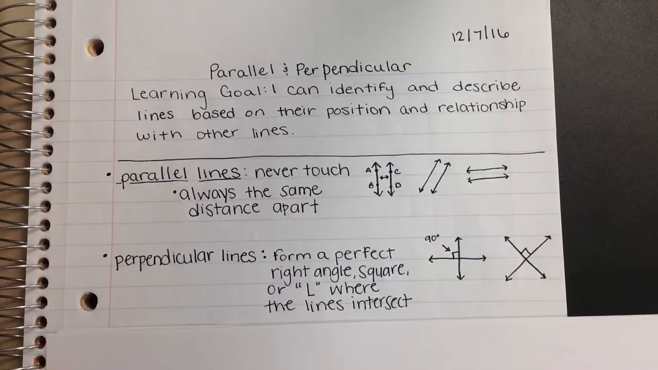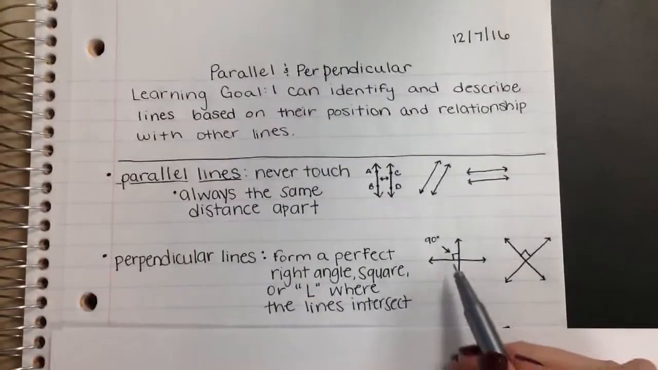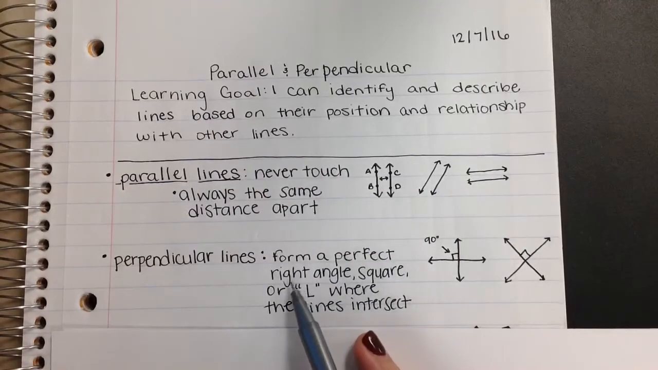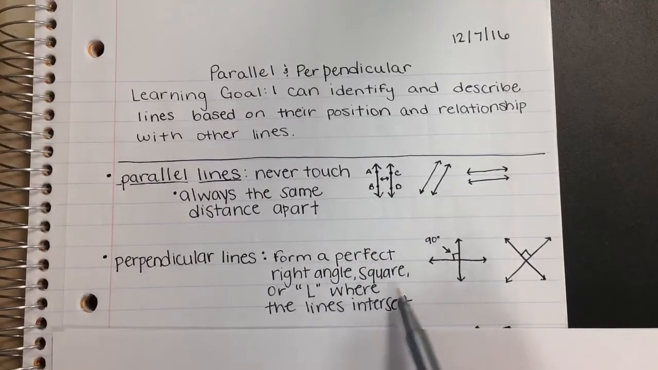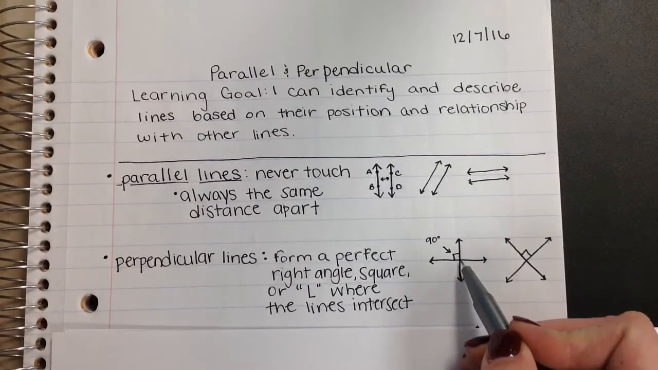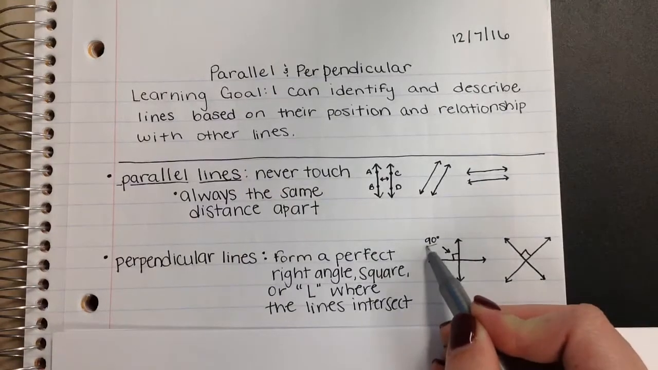The next one that we're looking at is perpendicular lines. And we've talked about perpendicular lines. They're lines that cross. The important thing about perpendicular lines is that where they cross, they form a perfect right angle. And I've drawn two sets of perpendicular lines here, and you can see that I drew a little square in the corner because I told you that it forms a perfect right angle, a square, or an L where the lines intersect. So see that this is where my lines intersect, and I can draw a perfect square in that corner. That tells me that it is a right angle, which is 90 degrees.